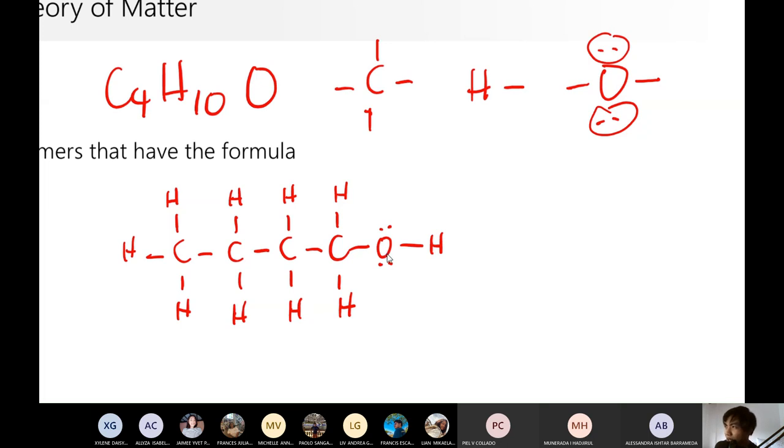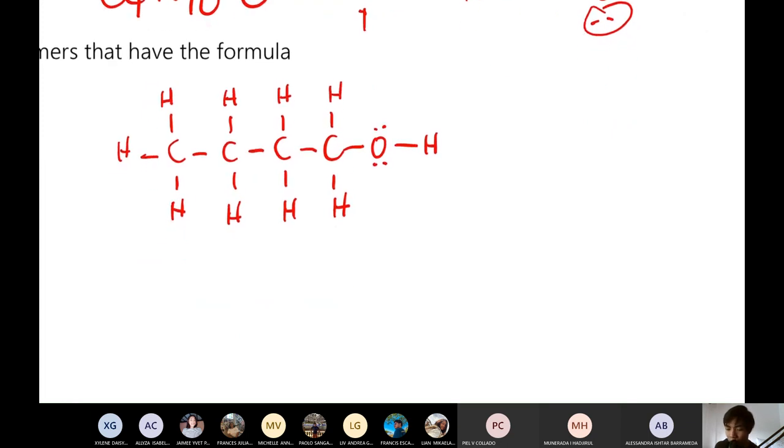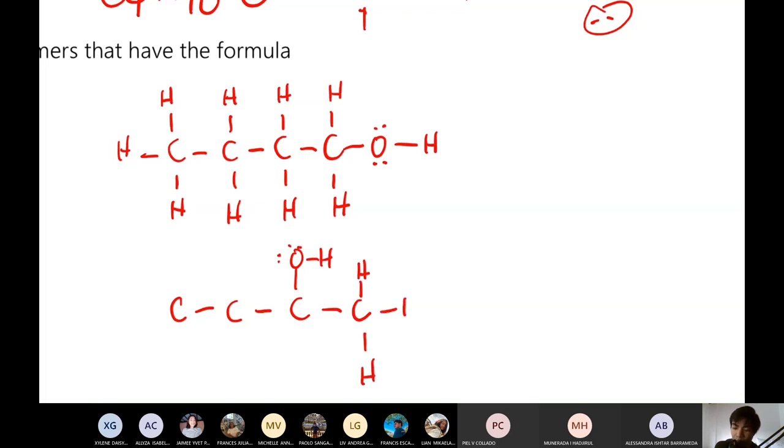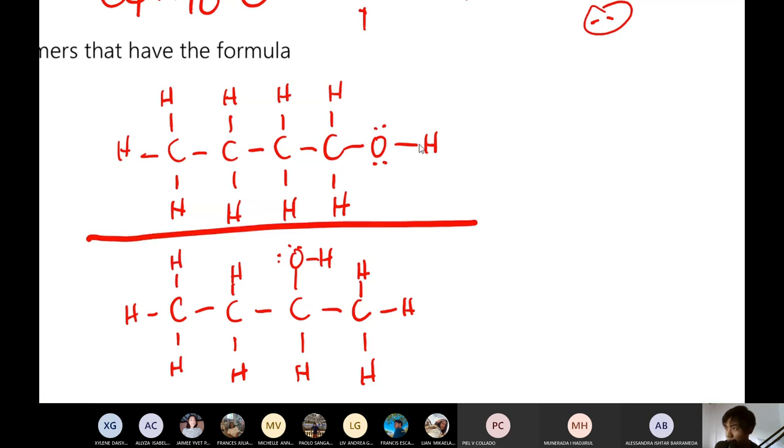Ano pa pwede gawin natin dito sa OH na to? O pwede idugtong ko to dito sa second carbon. So dugtong ko yan doon. So pag switchin ko itong hydrogen na to, pati itong OH na. Dito na yung OH, yan. Okay, so this is one isomer of this formula C4H10O. So yung OH nakadugtong dito sa carbon na to.